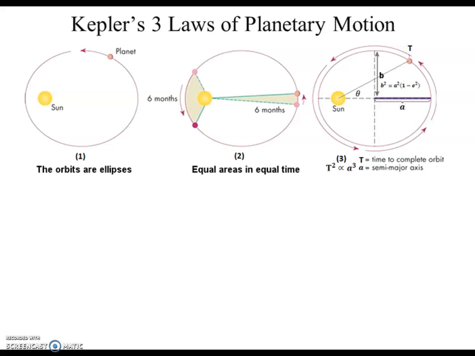The first one of his laws is really simple: the orbits of planets and objects are ellipses, not circles, which made a big difference in how the planetary models work, going from circles to ellipses. Things just work a lot better.